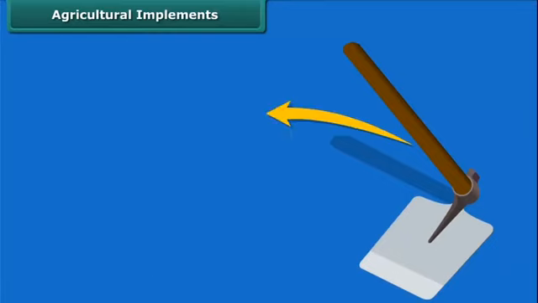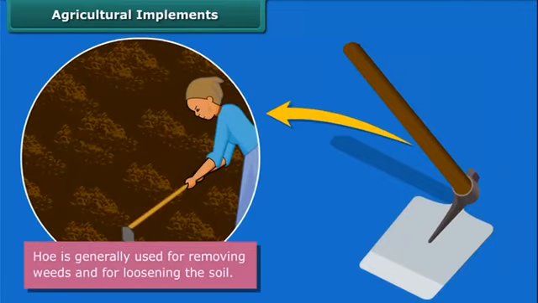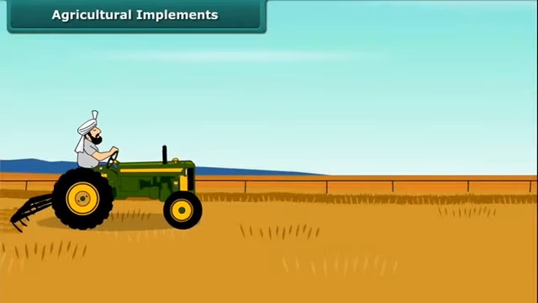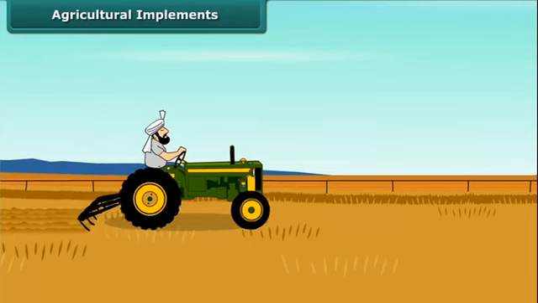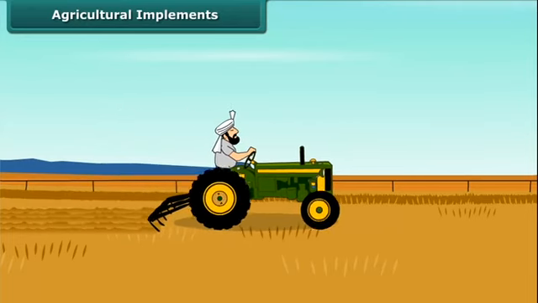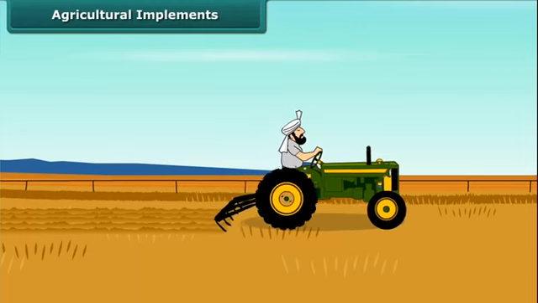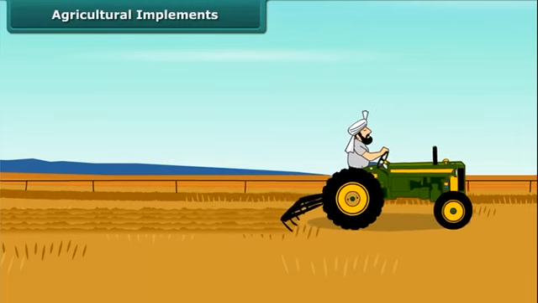Another tool used in plowing is a hoe. It is used for removing weeds and for loosening the soil. It has a long rod of wood, and this strong, broad and bent plate of iron works like a blade. Most of you must have seen tractors in the farms. Nowadays, plowing is done by tractor-driven cultivator, which saves both labor and time.